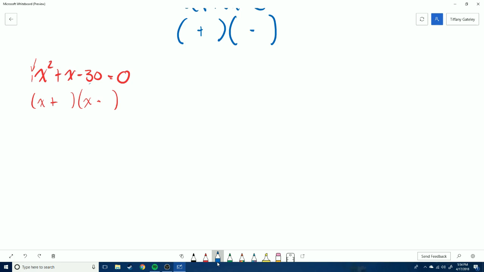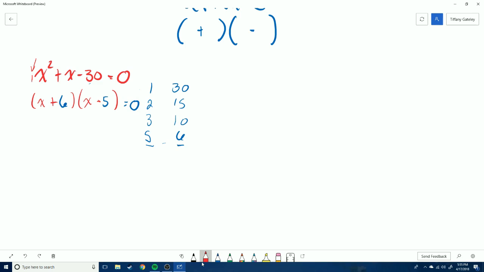So if we start listing factors of 30, you have 1 and 30, 2, 15, 3, 10, 4 doesn't go into 30, 5, 6. Well, we know that the 5 times 6 is 30. And then if you subtract 6 minus 5, that'll give you 1. So 6 is your bigger number, so 6 goes with the plus, and then 5 goes here, equals 0.